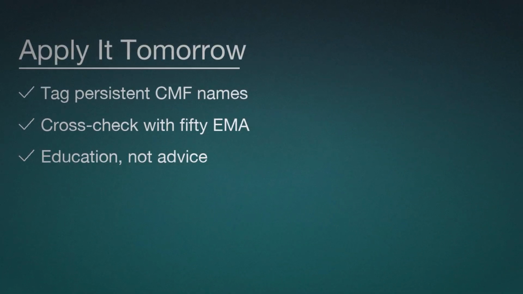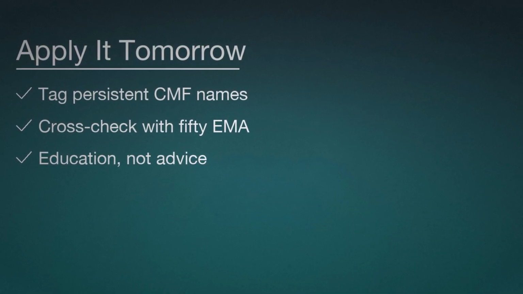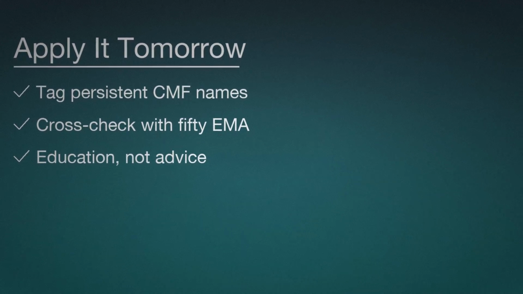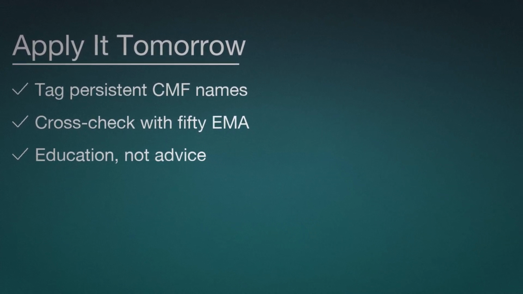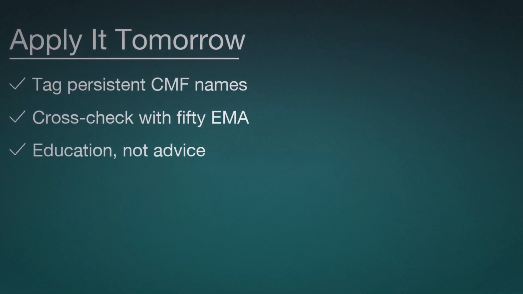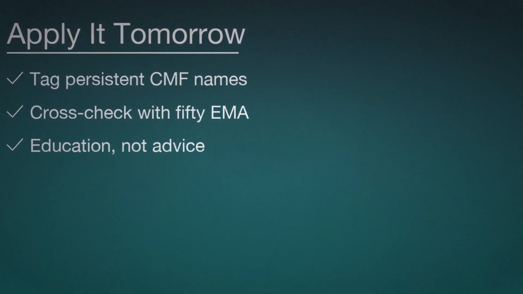To apply this tomorrow, pull up your watch list, set CMF to 20 periods, and tag every name where CMF has held above positive 0.1 or below negative 0.1 for at least 10 bars. Cross-check against a 50 EMA for trend alignment. Look for divergences on names extending into new highs. That's your short list. Test entries against the failure conditions we covered.